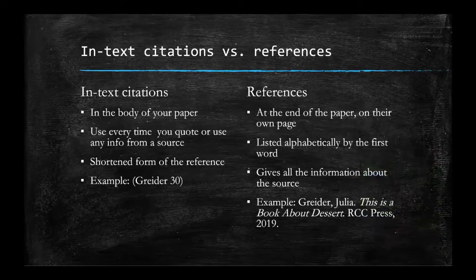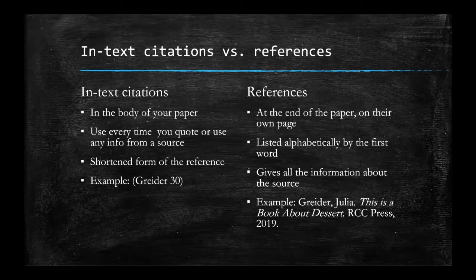So here's just an overview of how in-text citations are different from references. In-text citations are what we've been looking at for the last few slides. They're those citations that go in the body of your paper as you're writing, after each sentence where you quote from a source or use any other information from a source. And they're a shortened form of the longer reference that goes at the end of the paper. So again, for the in-text citations, you're going to include the author's last name and the page number where the information came from in parentheses at the end of the sentence.